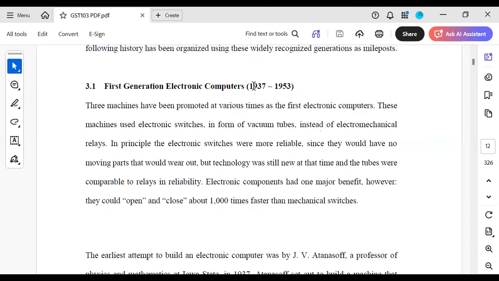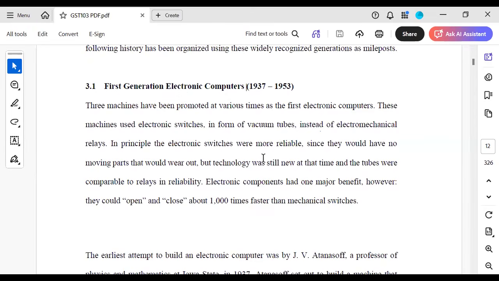Let's be precise: 1937 to 1953, according to this course material. You may see something else in any other place, but this course material is dwelling on 1937 to 1953 for the first generation of computers. They used vacuum tubes as switches. That's another thing you should jot down.